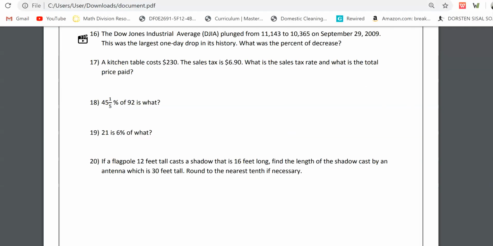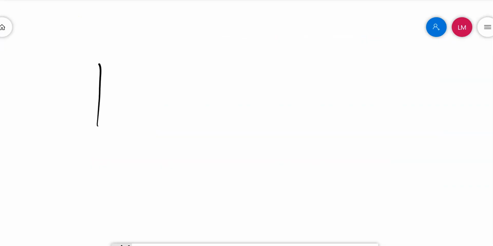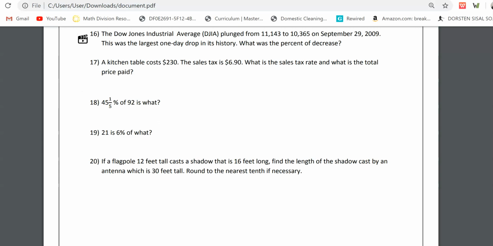So it says, if a flagpole is 12 feet tall, here comes my kid, I think, sorry. If a flagpole is 12 feet tall, so we're going to draw this flagpole, say it's 12 feet. It's casting a shadow. Okay, I'm not an artist. And it's casting a shadow that's 16 feet long.